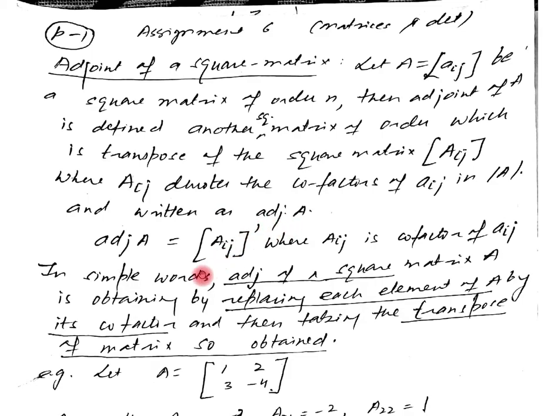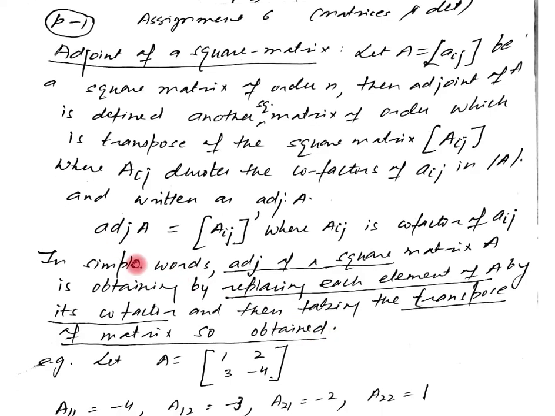So now, in very simple words, we can define how to find out the adjoint of a matrix. Adjoint of a square matrix A is obtained by replacing each element of A by its cofactor and then taking the transpose of the matrix so obtained. It is known as the adjoint of a matrix. It's very simple. If we are given a square matrix, we have to replace each element of the matrix by its cofactor and then take the transpose of the matrix so obtained. It will give us the value of the adjoint of A, written as adjoint A.